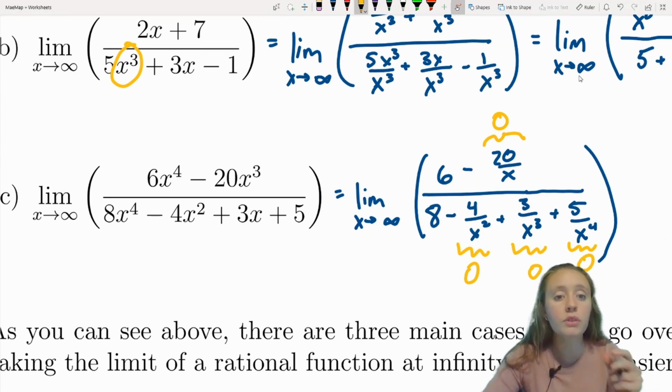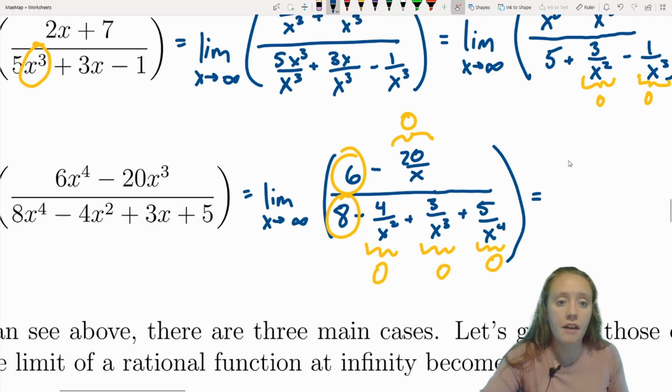If all of those things are getting closer to 0, and I have some constant of 6 over some constant of 8, this limit is going to be exactly that, 6 over 8. And 6/8 in this case simplifies down to 3/4.